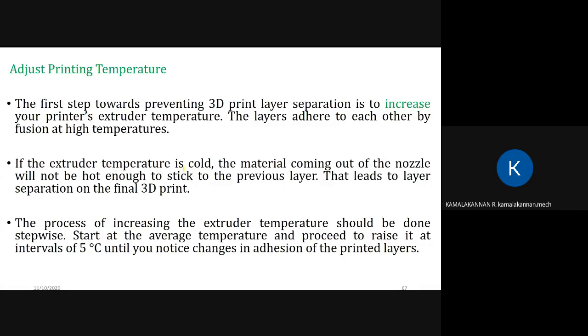The nozzle will not be hot enough for the previous layer otherwise. Extruder temperature should be at a proper temperature. I am not mentioning any temperature because it depends upon the material you are using.